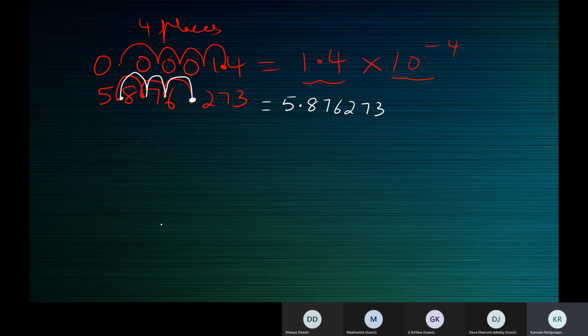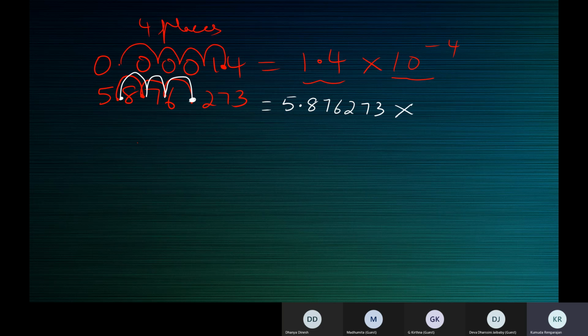5,876.273. You have made it small now. You have made it 5.876273. It's just 5 point. You have reduced the value. So raise 10 to a positive power because you've reduced the value. It's like minus, so give the opposite effect. Raise 10 to a positive power.